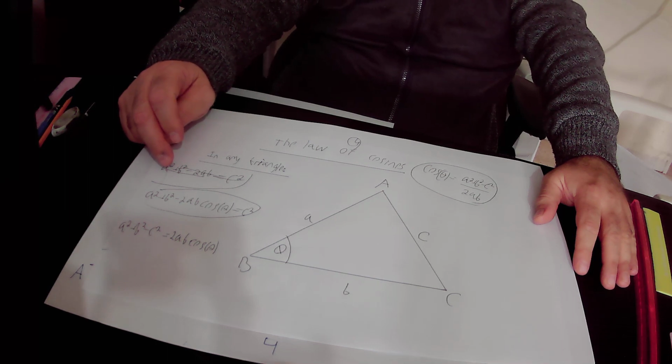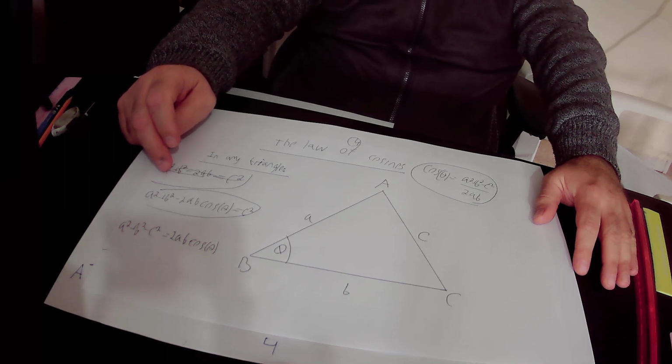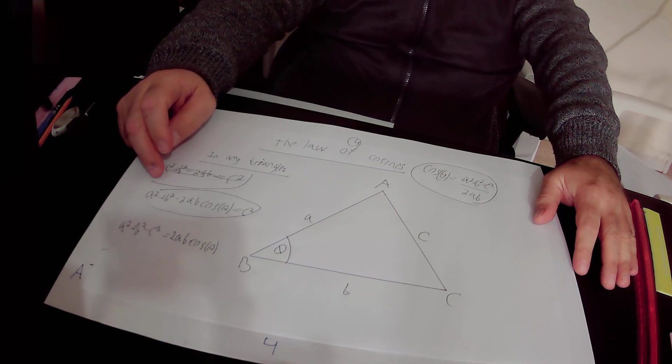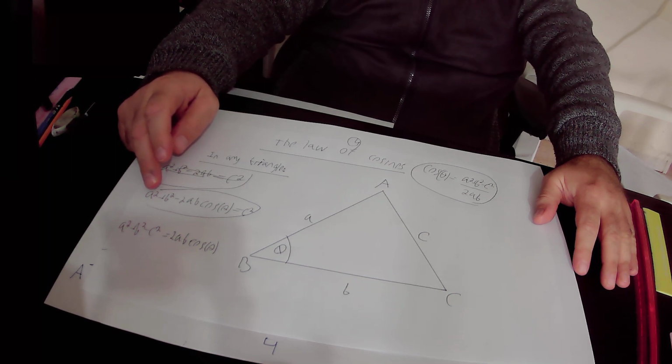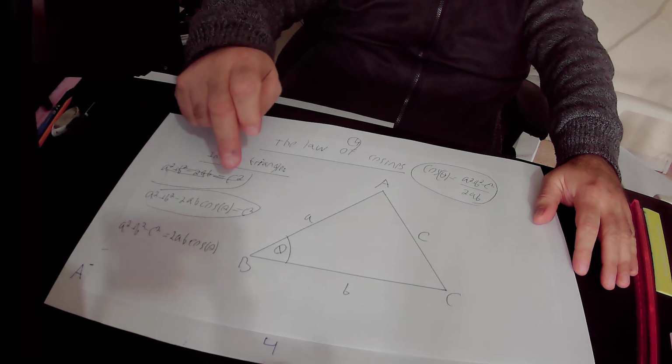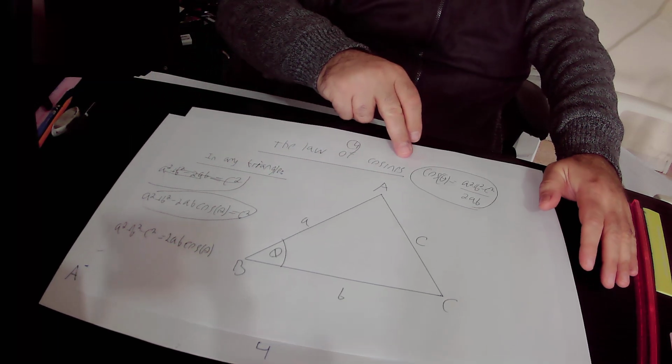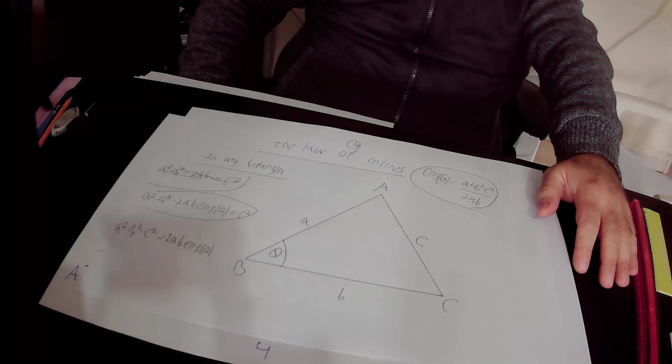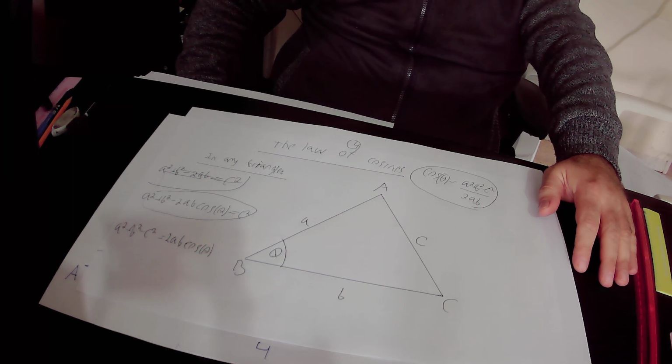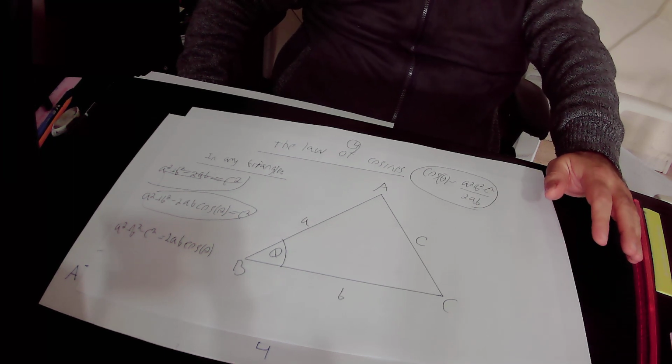Here we subtracted C square and added 2 times AB cosine theta to this equation, and we got that A square plus B square minus C square equals 2 times AB cosine theta. Here we divided this equation by 2 times AB, and we got that cosine theta equals A square plus B square minus C square over 2 times AB, and this equation is true in any triangle.